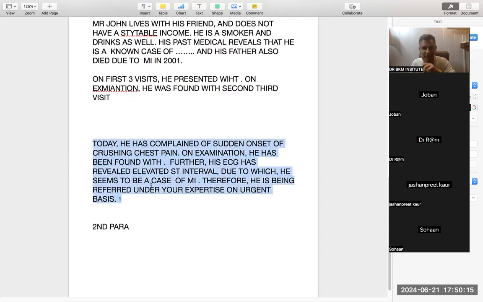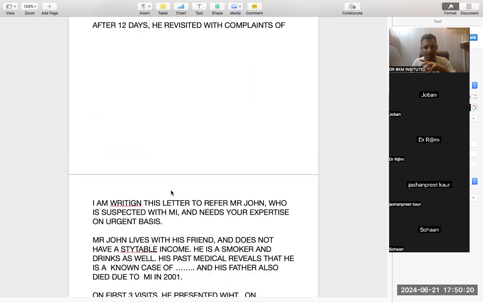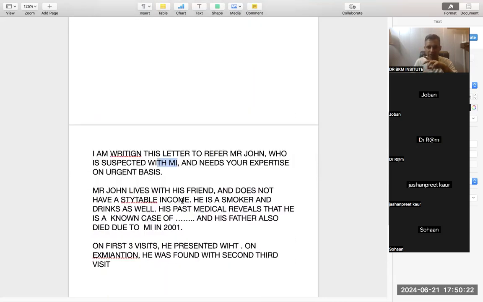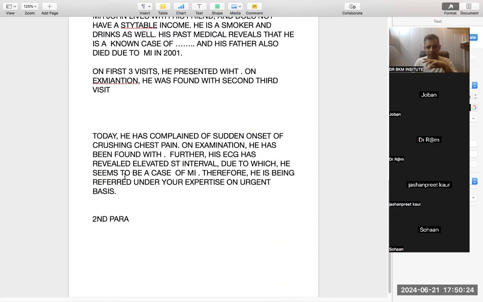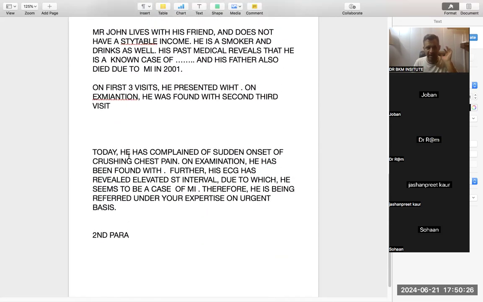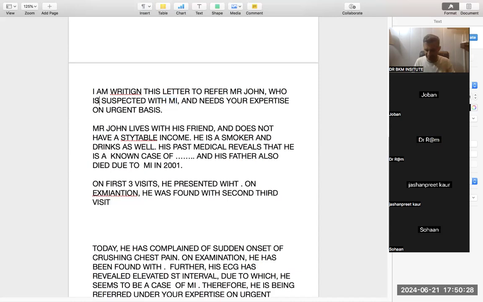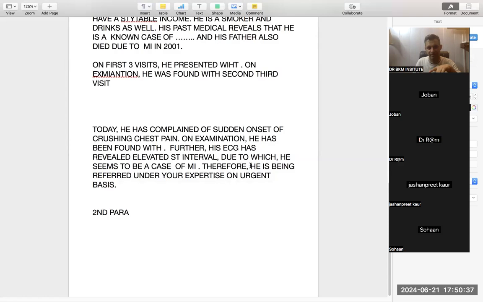The only thing that will repeat is the diagnosis of today, MI, in the first paragraph and in the last paragraph. So you change the word: who is suspected, who seems to be a case of. And again, sir, is it different if I write has been? No problem at all. But in the last paragraph, don't use is. Always use has been. Like on examination, he has been found with. Don't write he is found with. Otherwise, you will not have the variations.